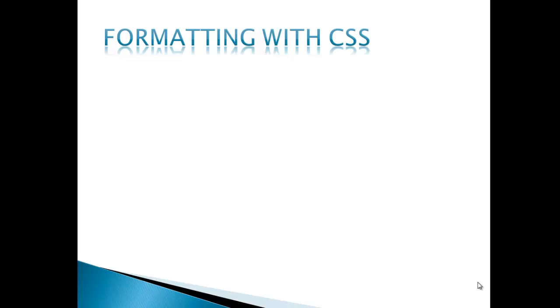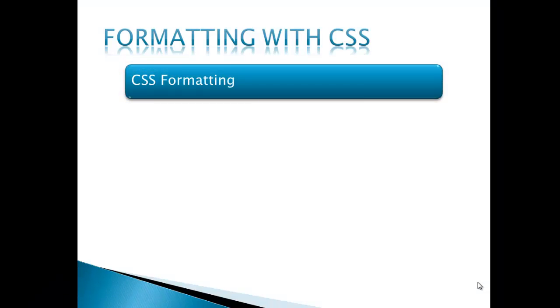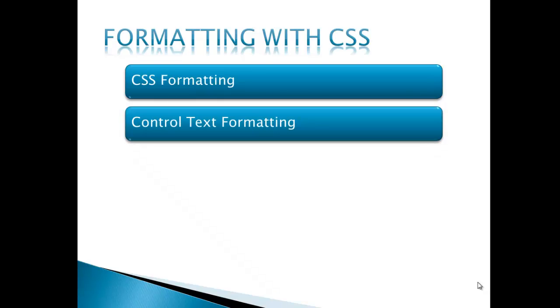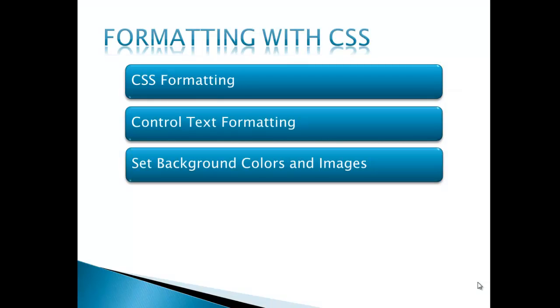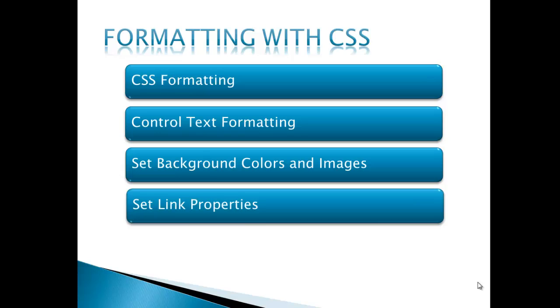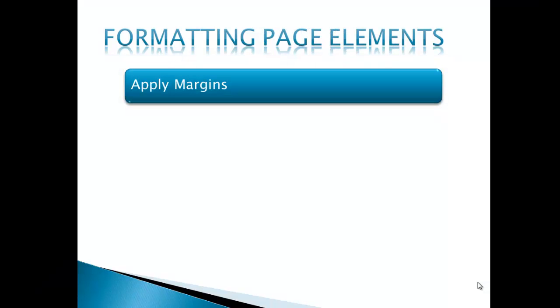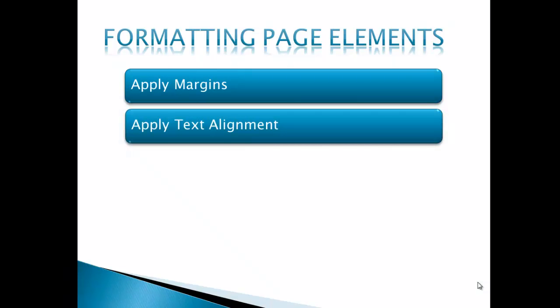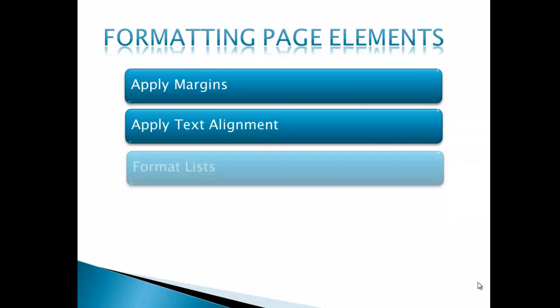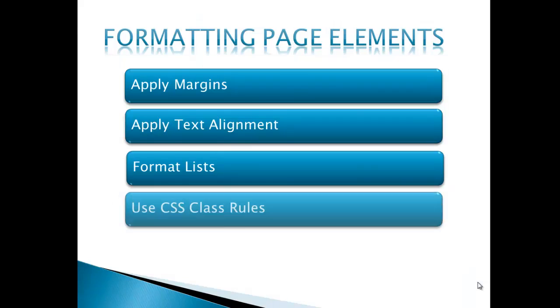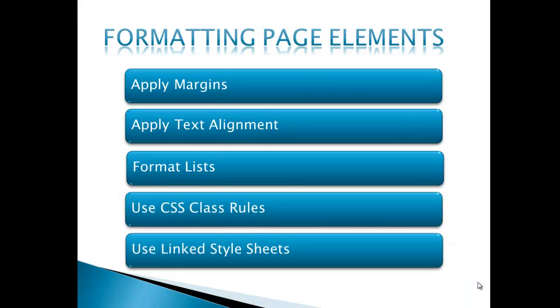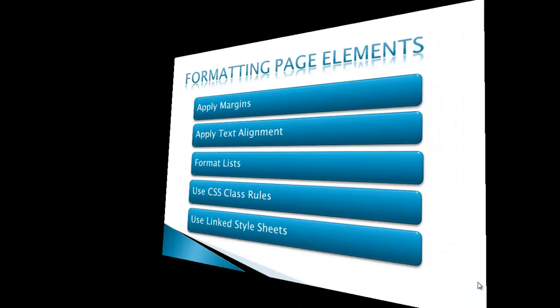Upon completing this tutorial, you will be able to add cascading style sheets to your websites by applying CSS formatting, control text formatting. You'll be able to set background colors and images, set link properties, apply margins throughout your site, add text alignment and format lists, use CSS style rules, and use link style sheets throughout your site.